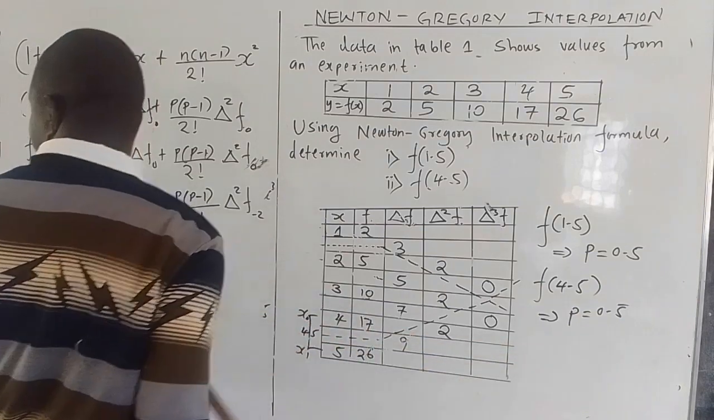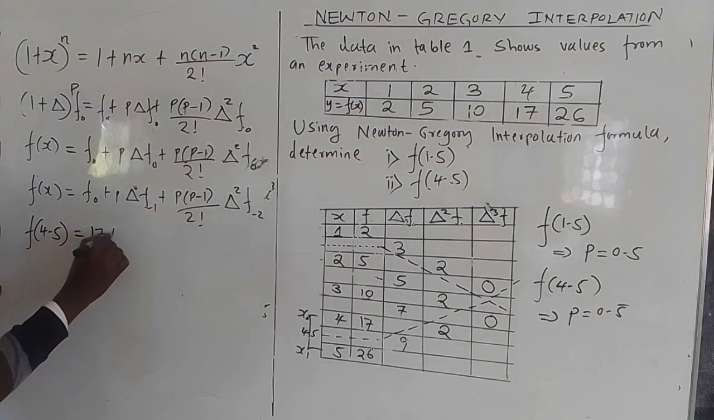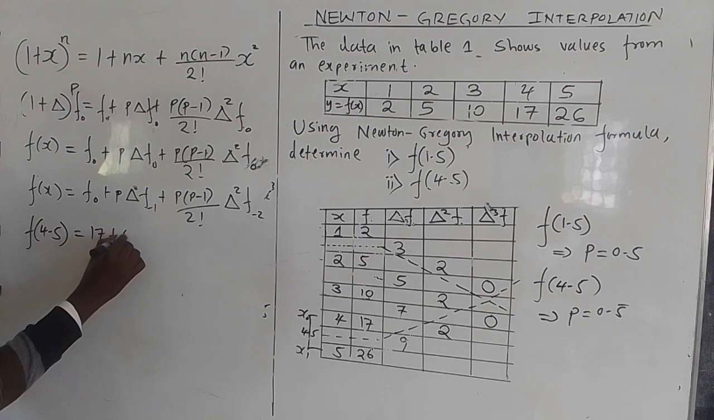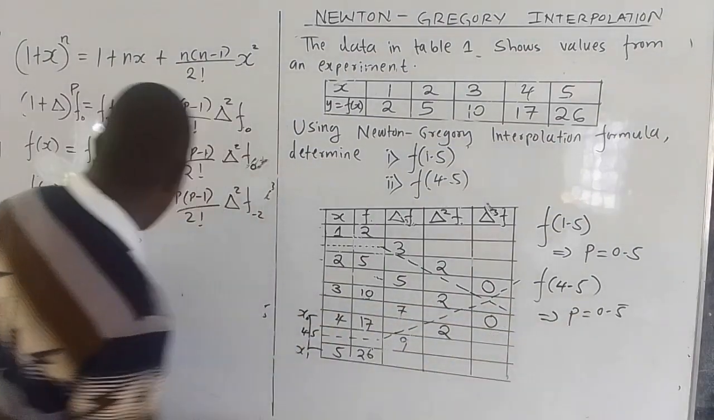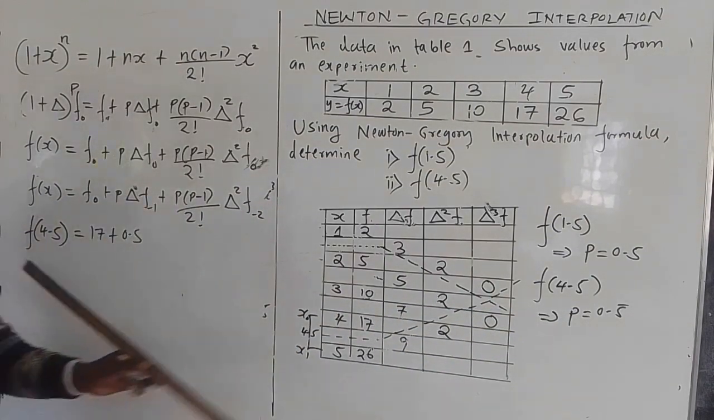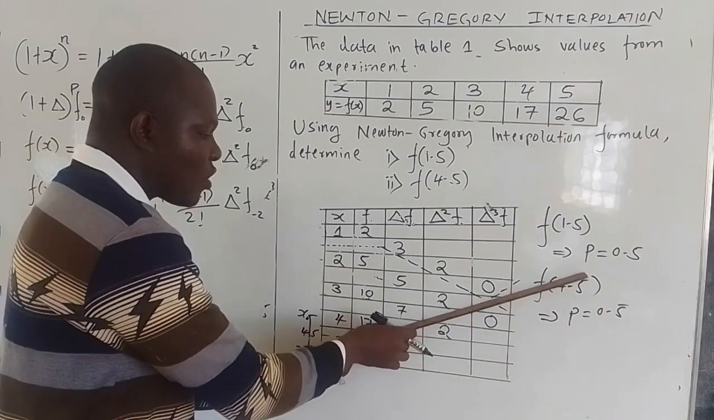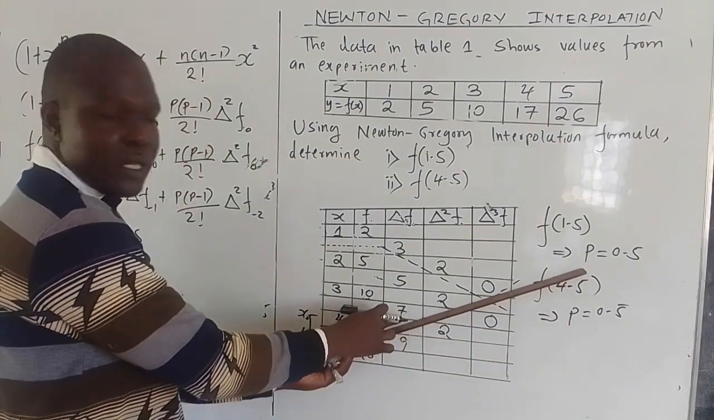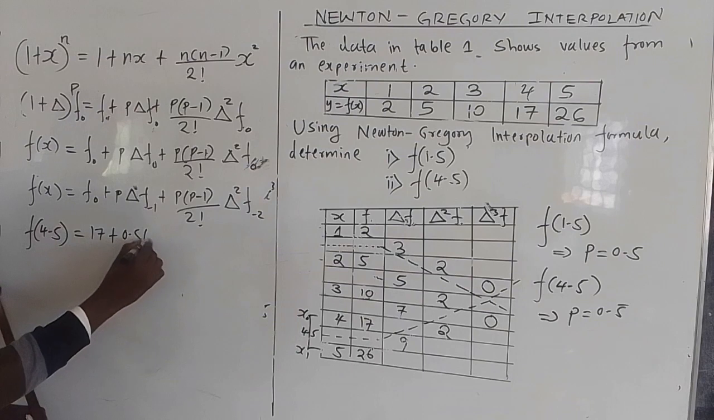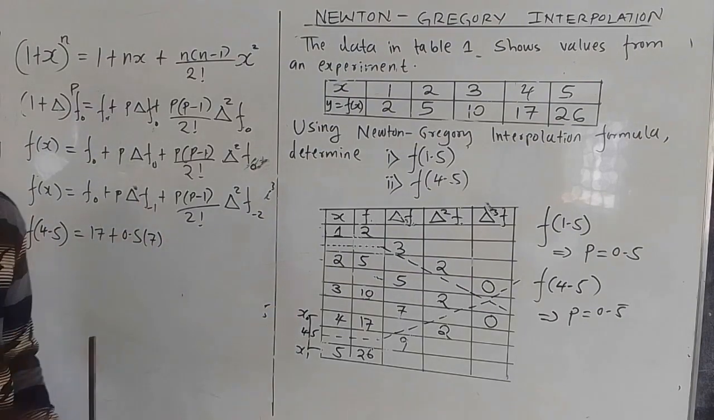The first value of f is 17. Then it is plus p, the p you found is 0.5. So p times delta f, the first one. When you are from that, what is the first delta f? 7, meaning this delta f is 7. That negative 1 is just to denote the backward difference, okay? Are we together?